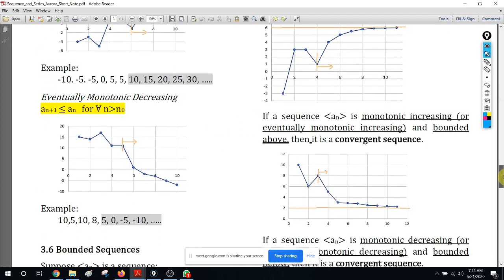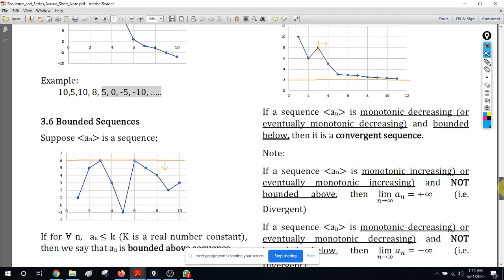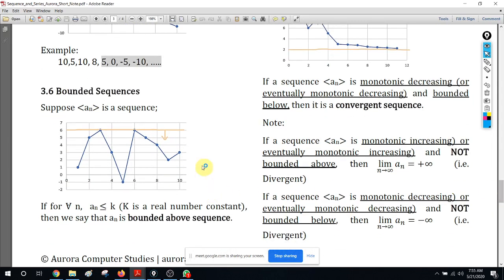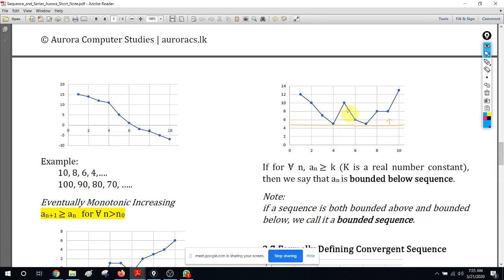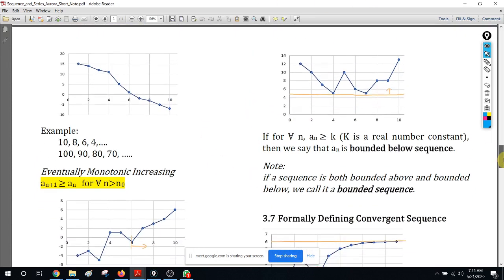So this is another concept, bounded sequences. A bounded sequence means that the value of the sequence is never going above a particular value. It might go up and down, but it is never going to go beyond that value. Then we say it's a bounded above sequence. Similarly, if the value is never going below a particular value, then we say it is bounded below. Now we can combine these concepts to define what is meant by convergence again, right?